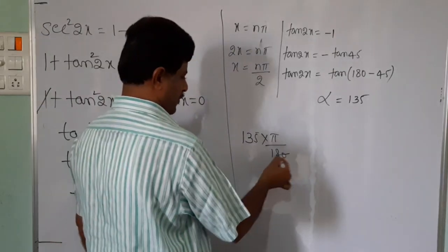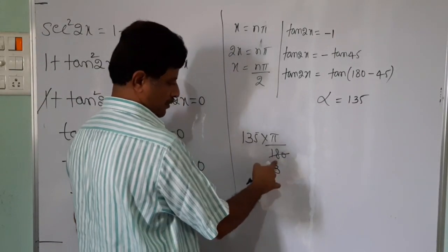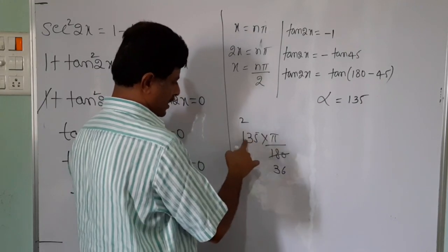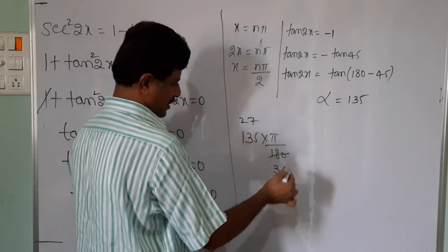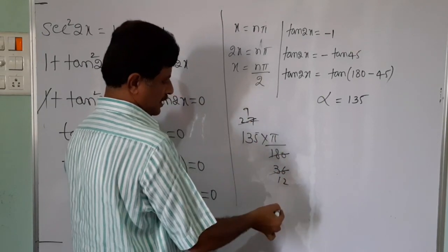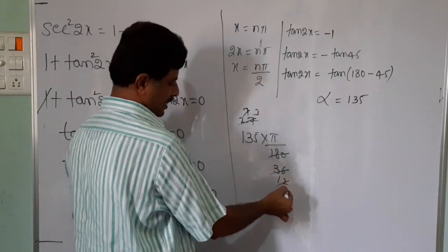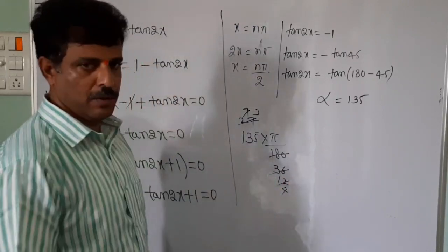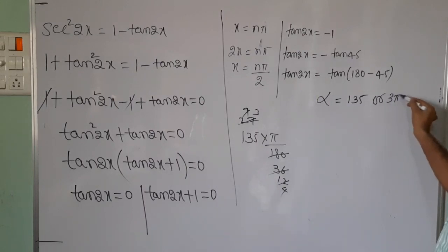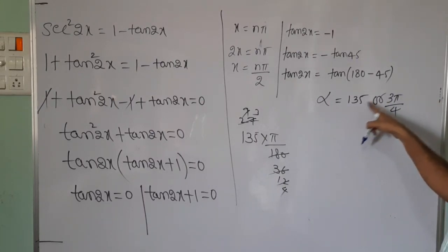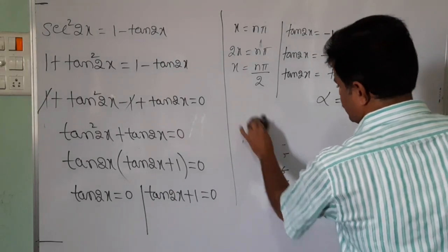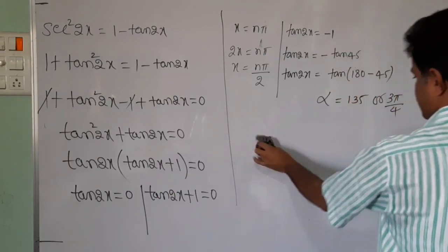So 5 3s are 15, 3 5 6s are... 5 2s are 10, 5 7s are... Next 3 1s are 3, 12s are... 3 9s are... Next 3 3s are 3, 4s are 3 pi by 4. Overall, what can we write? 3 pi by 4. 135 degrees is in degrees, and this is in radians.